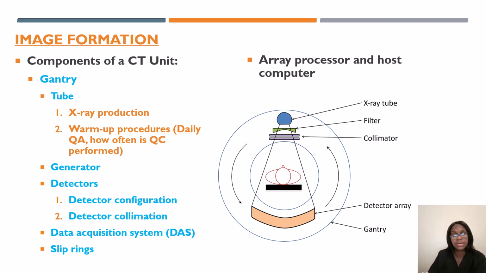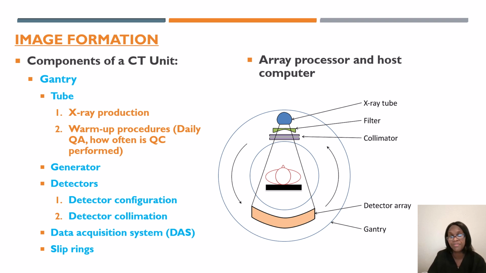This is the components of your CT unit, your gantry, your tube, X-ray production. When do you warm up the procedure? Do you know that a lot of times when the CT tube gets cold, it asks you to warm it up? You don't want to have to warm this up when a patient is on the table, in the middle of the scan, because the patient may get nervous.